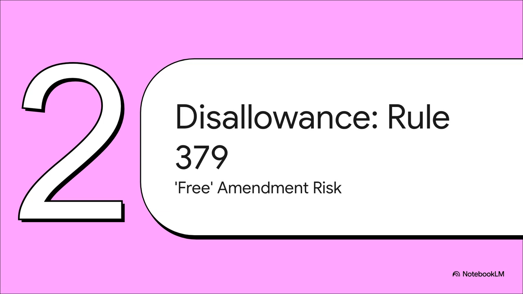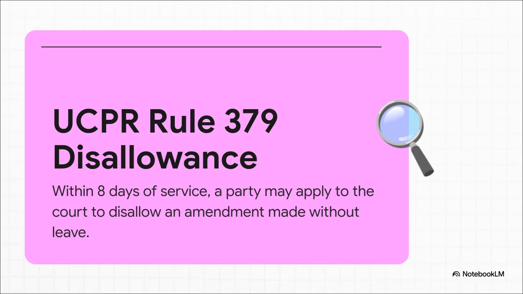Okay, so let's imagine you're in that first, easier world. You've made an amendment without leave, and you're feeling pretty smart about it. But hold on, don't get too comfortable, because your opponent has a very specific weapon they can use to challenge you, and that weapon is found in Rule 379. So here it is, the key point. Uniform Civil Procedure Rule 379 subsection 1. What it does is it gives your opponent a very short window, just 8 days after they're served with your amendment, to run to the court and apply to have it disallowed. That 8-day clock starts ticking the second they get that document.